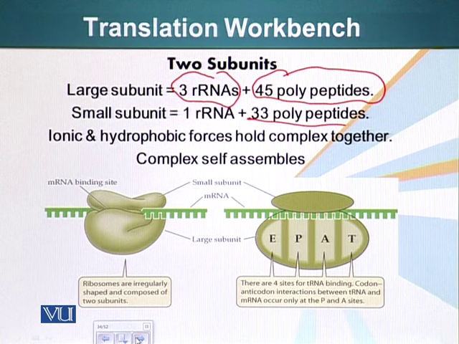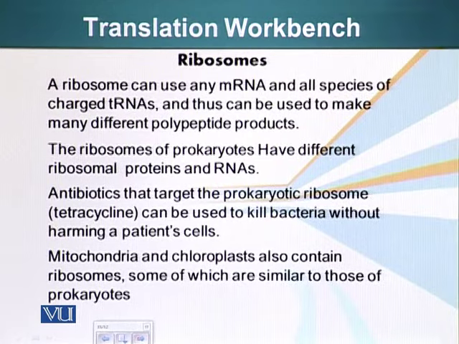In this complex, the large subunit is the one that is responsible for catalyzing the reaction and forming the peptide bond. We'll look at that later. Here I would like to mention a few more facts about ribosomes. They can use any messenger RNA. Ribosomes are not specific for specific messenger RNA. A given ribosome can bind, interact with any messenger RNA and result in production of the relevant protein.